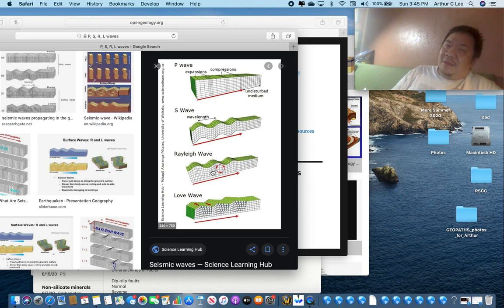But then, after the Rayleigh wave hits you, the next wave hits you, the Love wave, the L wave. And the L wave moves you back and forth and up and down. Not as much as the S wave, but it moves you back and forth, up and down.